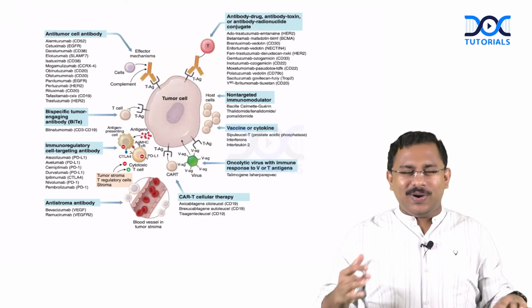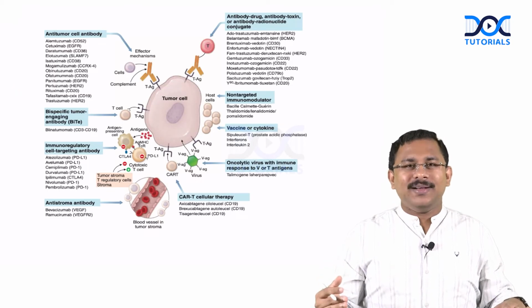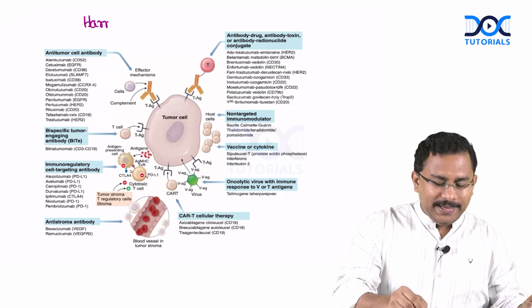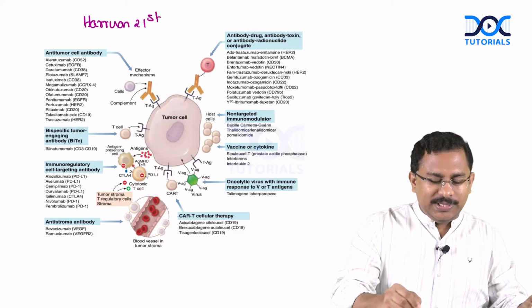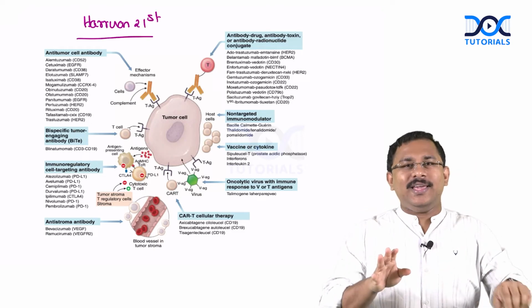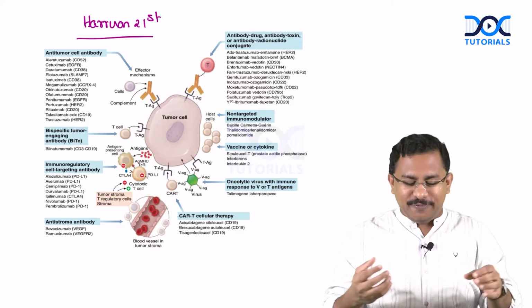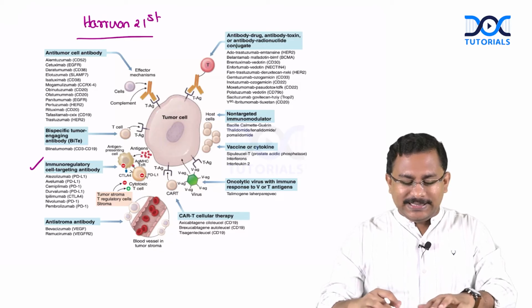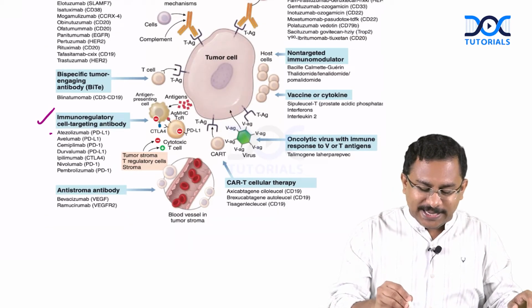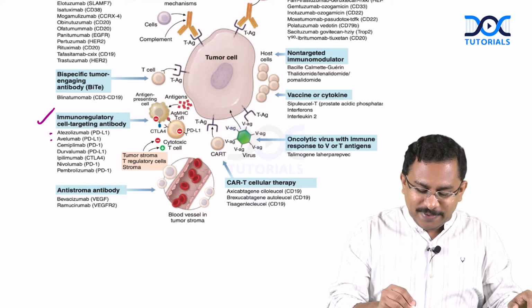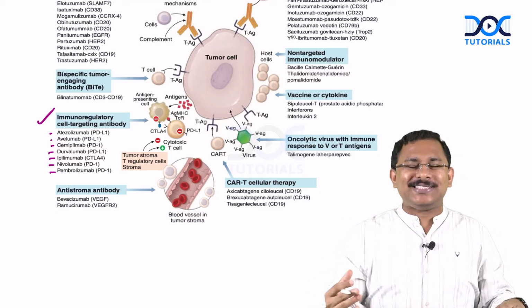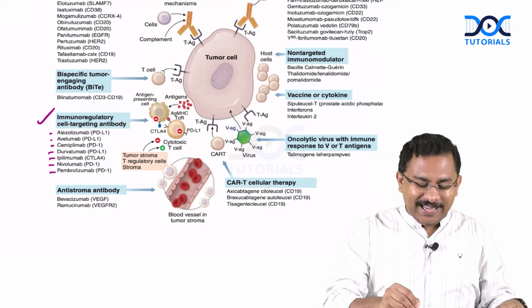Now let me just show you one figure. This is taken from Harrison, the 21st edition. You see, this is a flowchart on the immunologic treatment options that you have for cancer. On one side you have the immunoregulatory cell targeting antibodies, like atezolizumab, avelumab, cemiplimab, durvalumab, ipilimumab, nivolumab, and pembrolizumab. So you have got all these tongue twister immune checkpoint inhibitors there.